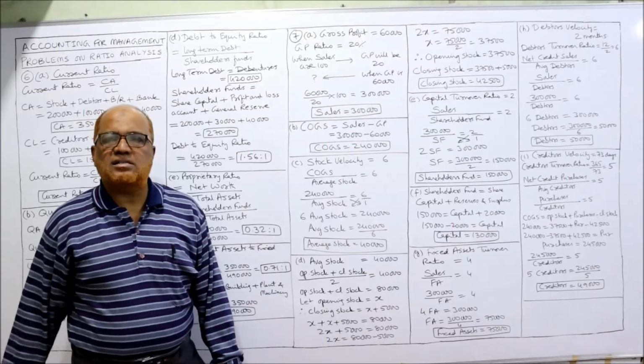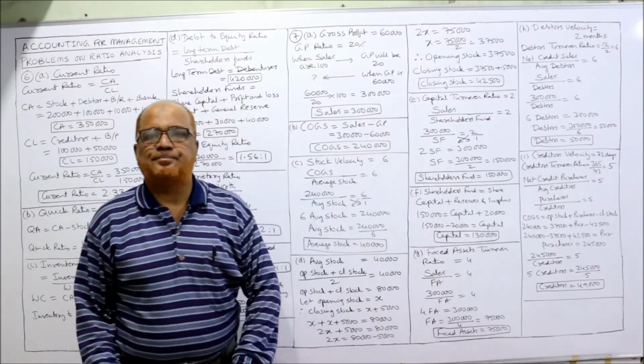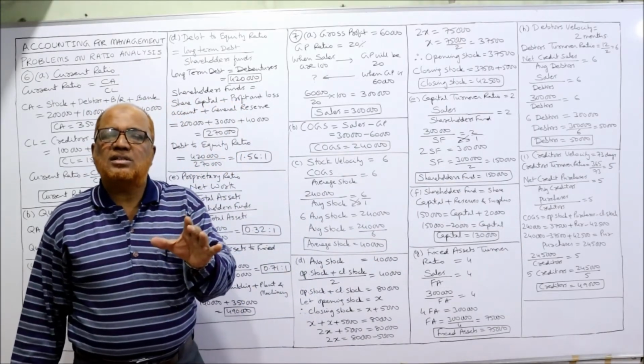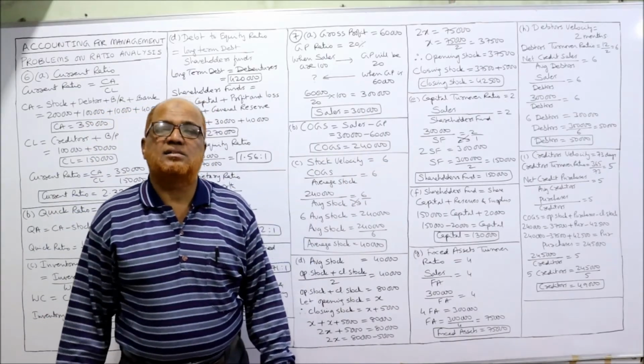Now one more ratio, the last ratio, is given: creditors velocity. Now creditors velocity is given as 73 days.